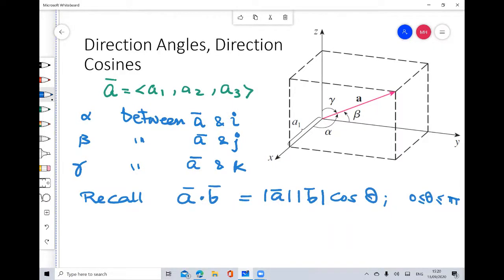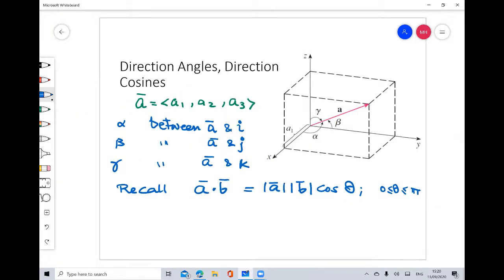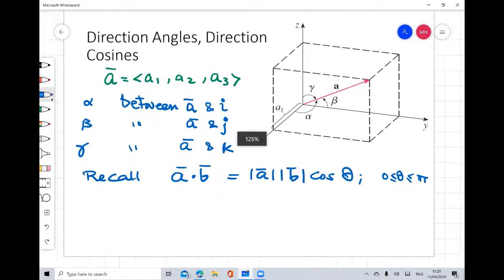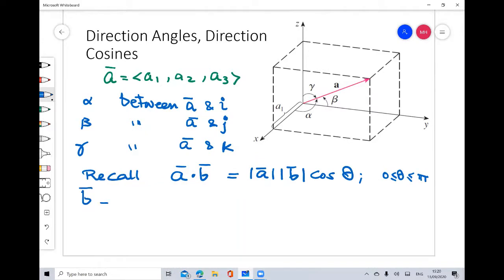In our case, if I consider this vector B to be the i vector, then this formula will be A dot i, which is equal to magnitude A, magnitude i, which is 1, times cosine the angle between A and i, which is alpha. So you have here cosine alpha, which is A dot i over magnitude A.